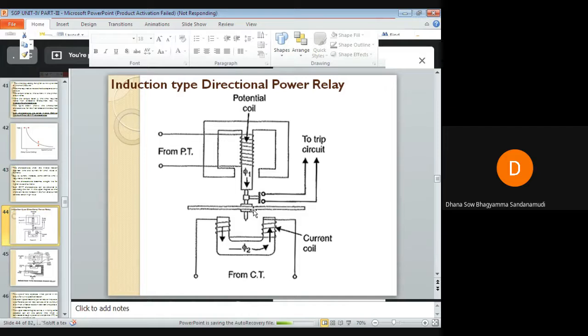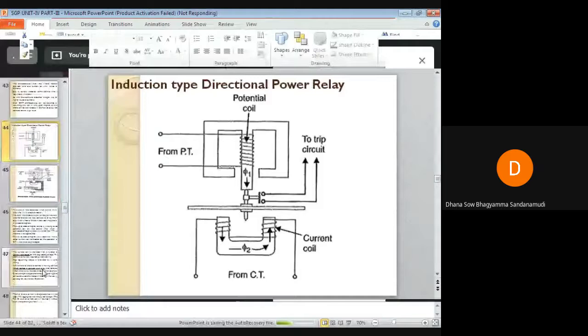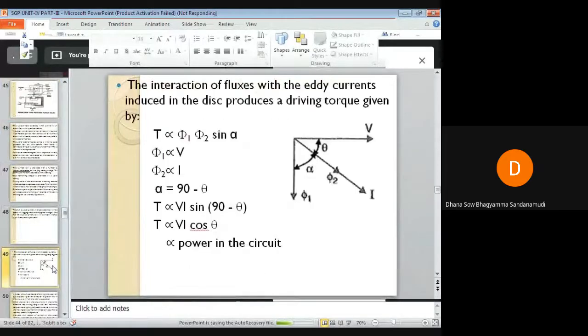So the flux phi 1 that is produced in this upper electromagnet due to the current flow in this potential coil will be lagging the applied voltage V to this potential coil by an angle of 90°, whereas the flux that is induced in this lower electromagnet will be almost in phase with the current in this coil of your lower electromagnet.